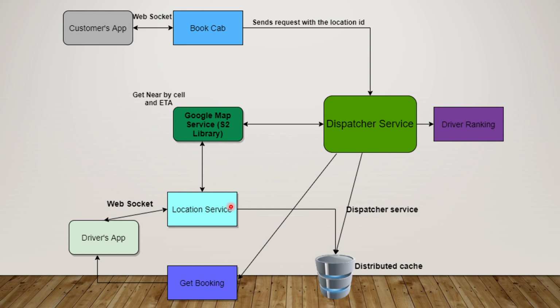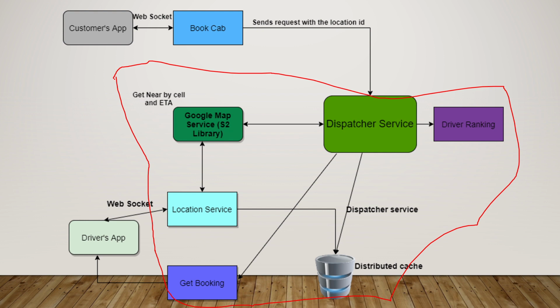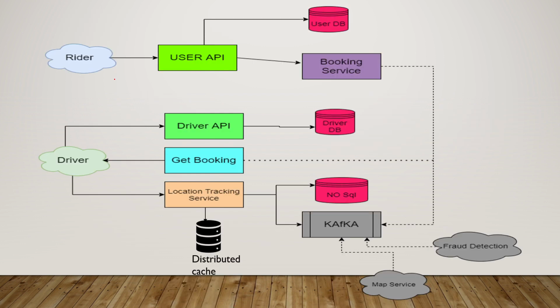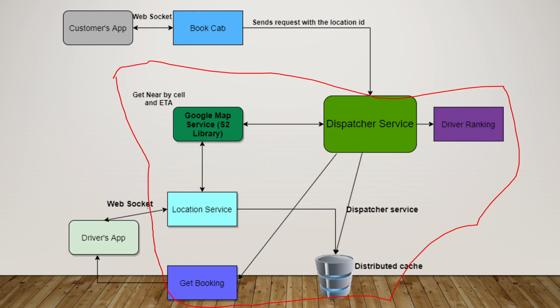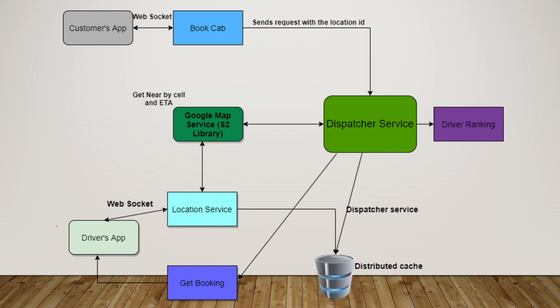Okay, so the booking service will look something like this. If you see this particular part, whatever I am just marking here, this particular part forms the booking service that I showed in the previous slide. So this booking service and get booking, basically get booking is down here, but you can just mark it from here. So this is what the booking service will look like. Okay, so let me go into detail of each of the components.